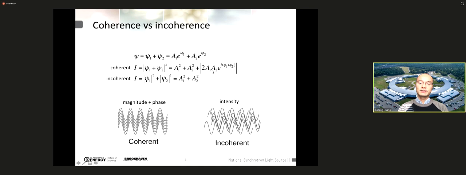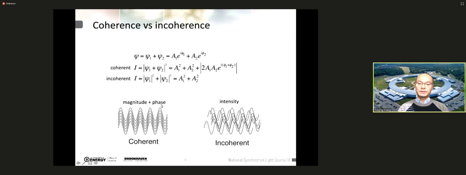Because the phases are synchronized, these two wavefronts will move up and down simultaneously, and that will generate the interference phenomenon. Or put another way, in the coherent case, we have both magnitude and phase information.